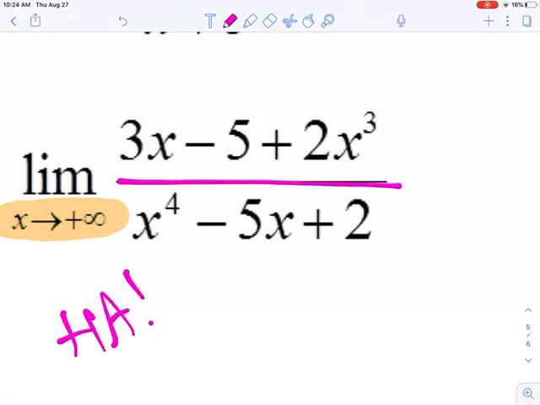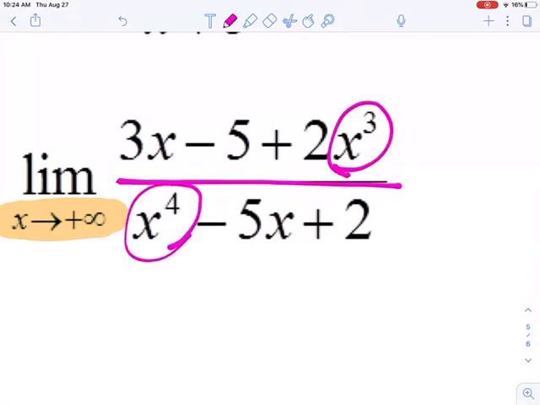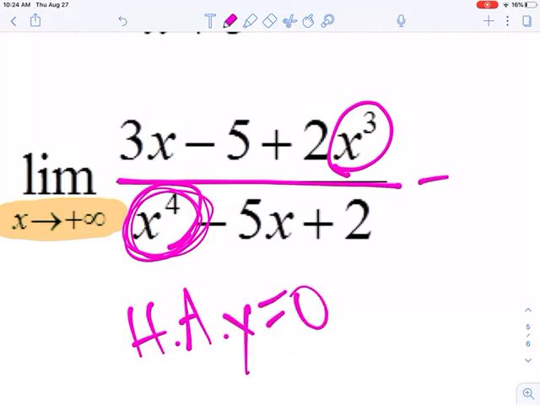We have a limit towards infinity, which means I'm asking you for the end behavior. Since we have a rational graph, we can identify the horizontal asymptote and be good to go. If we look at the degrees of the numerator and denominator, our denominator has a larger degree, which means our horizontal asymptote is at y equals 0. So this limit is going to be 0.